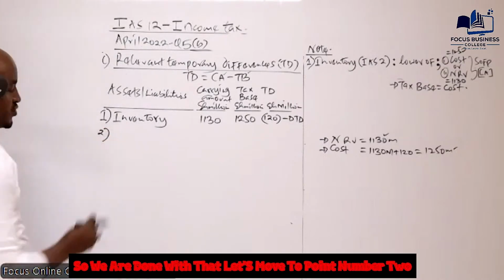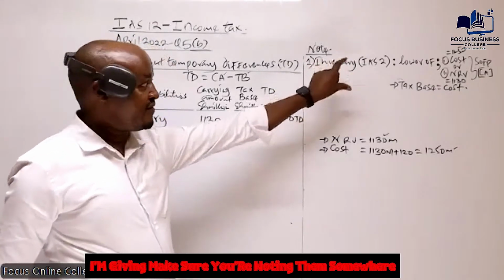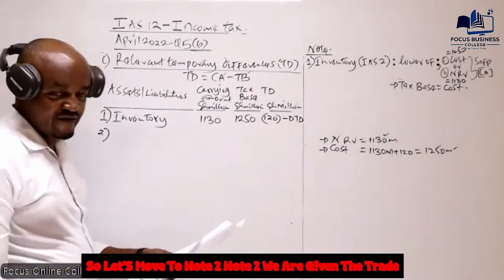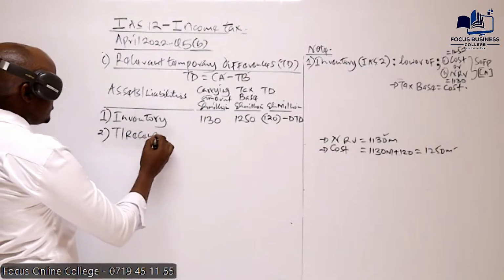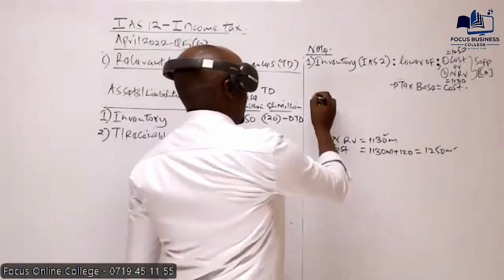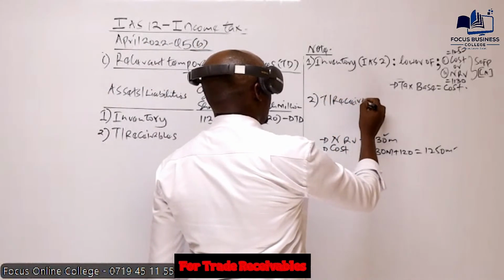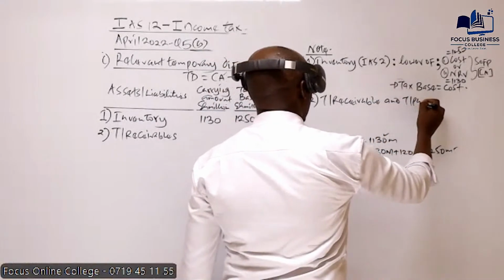Let's move to point number 2. What is important is this. These notes I'm giving, make sure you're noting them somewhere. So let's move to note 2. Note 2, we are given the trade receivables. Even before we go through that information, there is also a note I will give here: for trade receivables, and this one also applies to the trade payables.